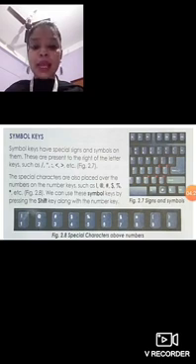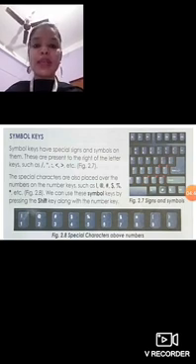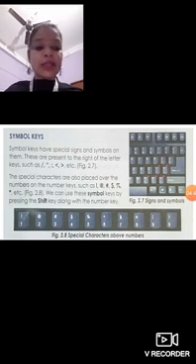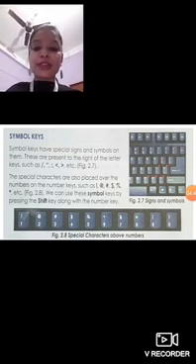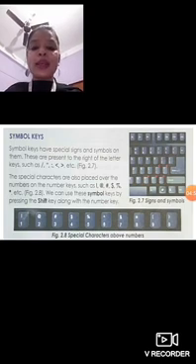Symbol keys have special signs and symbols on them. These are present to the right of the letter keys, such as slash, semicolon, smaller or greater sign, etc. So many symbols are there. You can find them yourself by looking at the keyboard. You can find the @ symbol, brackets, and the smaller or greater sign. The special characters are also placed over the numbers on the number keys, such as exclamation mark, hashtag, dollar sign, percentage, star, etc. So these are the special symbol keys.